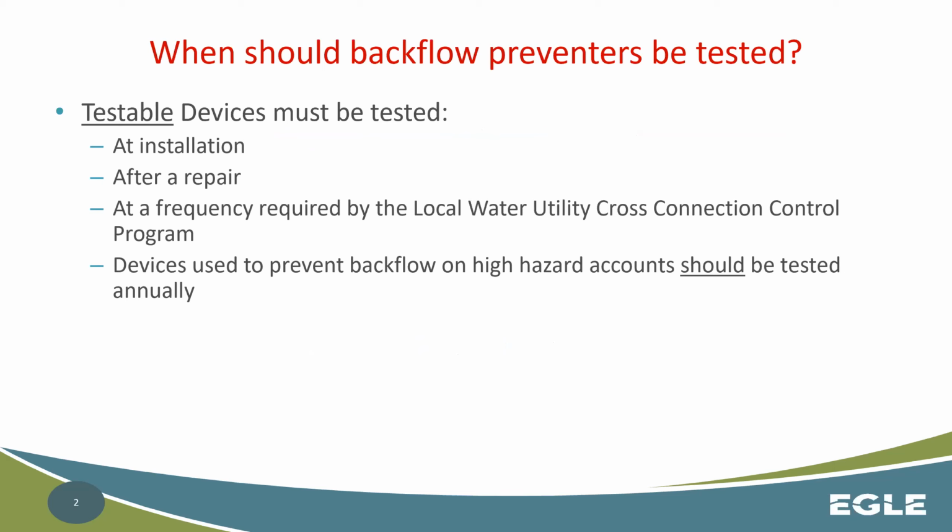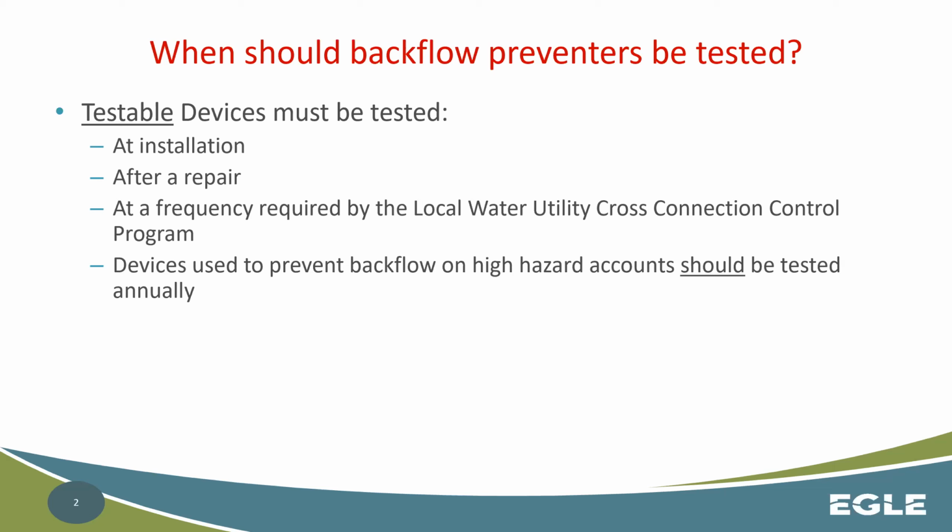Okay. All right. So the testable assemblies must be tested at different times. First off, they need to be tested at installation and after any repair has been done. Well, why would we do that? First off, at installation, make sure it's working properly. After repair, for the same reason, make sure it works properly. And then within your approved cross connection ordinance or plan, every city has an approved plan. Most of them are most likely from the 70s, so it's been a while since they've even been updated. But within that plan, it spells out how often you need to test your devices.